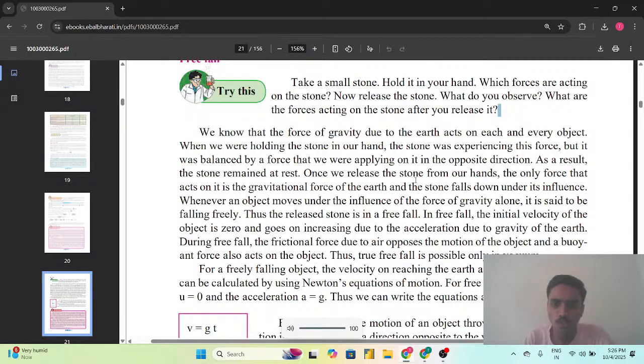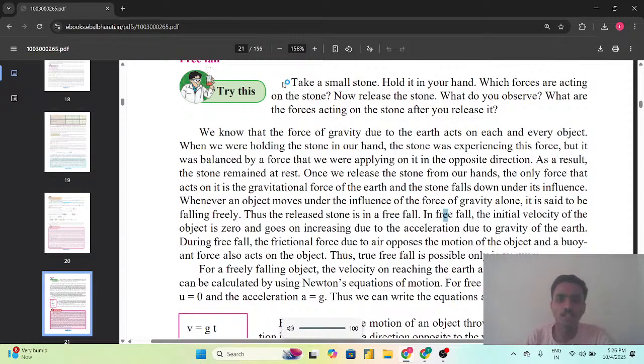Once we release the stone from our hands, the only force that acts on it is the gravitational force of the earth, and the stone falls down under its influence. So, whenever an object moves under the influence of the force of gravity alone, it is said to be in the state of falling freely. Thus, the released stone is in free fall.